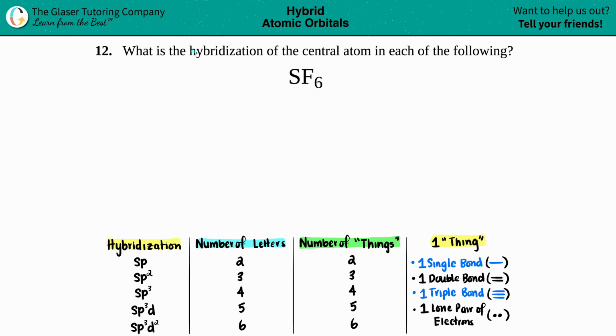12. What is the hybridization of the central atom in each of the following? And then we have SF6. So we have sulfur hexafluoride. Now, before we even talk about hybridizations, the easiest way to do these types of questions is hybridization always goes with a Lewis structure. So they gave me the compound SF6.